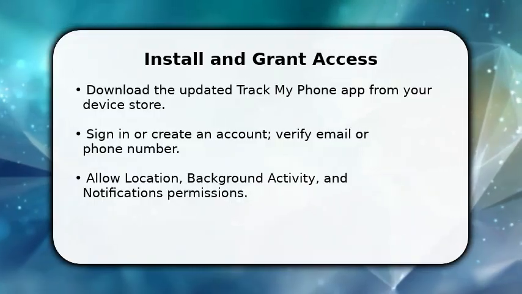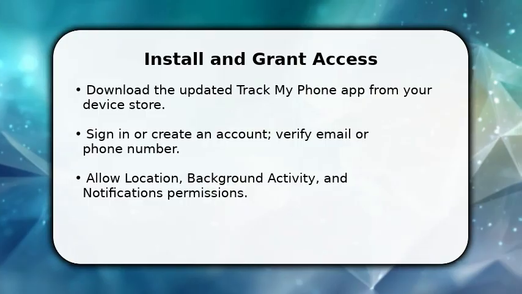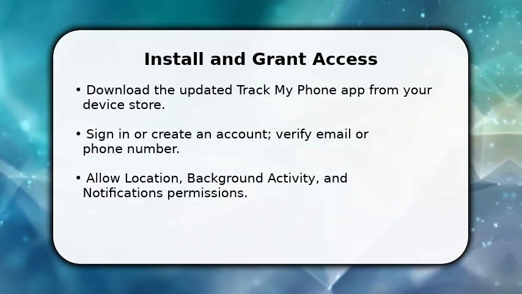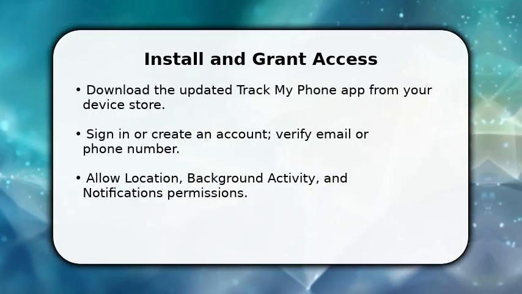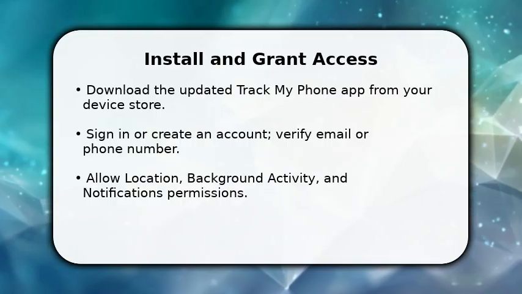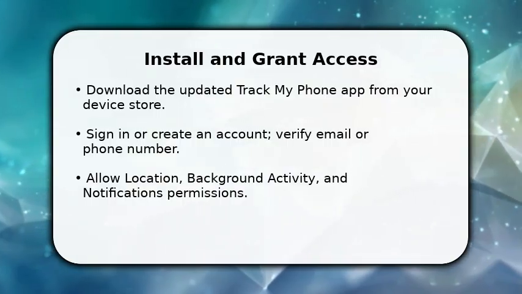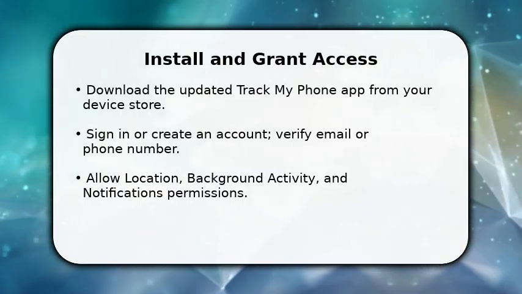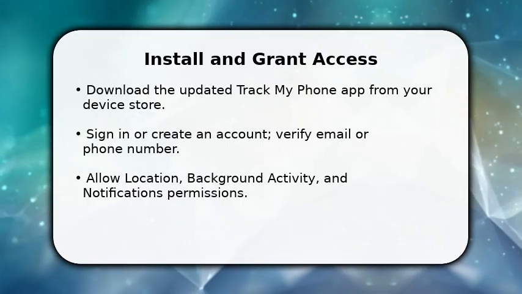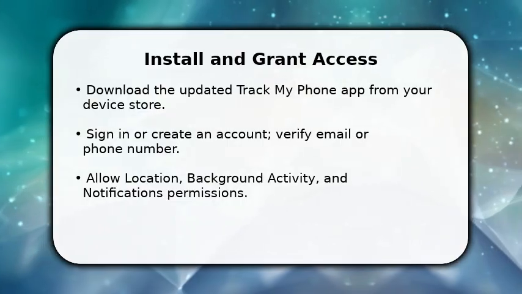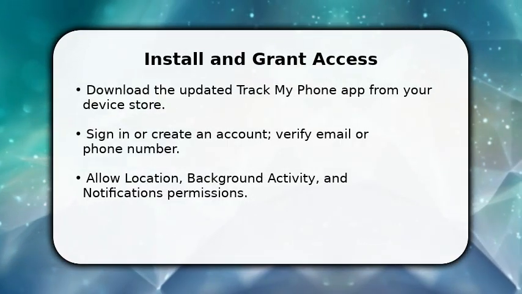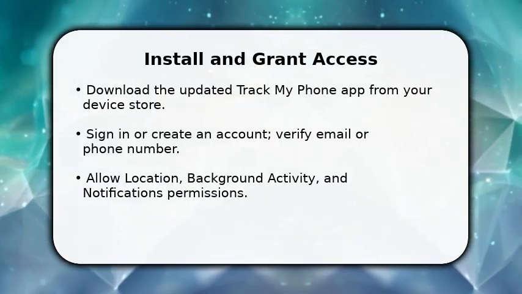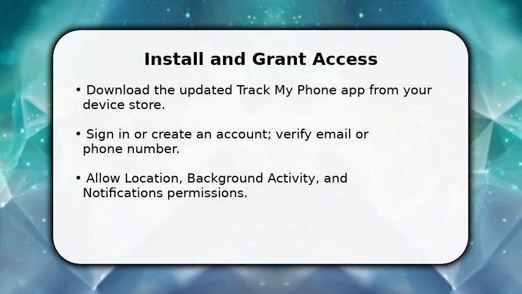You start by installing the updated Track My Phone app and signing in immediately, which lets the system link this device to your account. Once done, grant precise location, background activity, and notifications so tracking stays active even when the app is closed. Make sure to verify your email or phone to unlock full features. This prevents lockouts and enables remote commands. Do not skip battery-exempt permissions, because the app needs persistent access to report location reliably in the next steps.